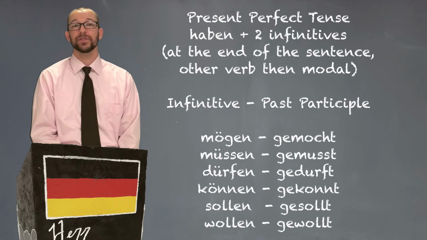If you do end up using another verb with a modal auxiliary in the present perfect tense, you could end up using both the modal and the other verb as the infinitive at the end of the sentence. The other verb comes first and then the modal verb, but they are both placed at the end of the sentence. Here are a few examples of that.